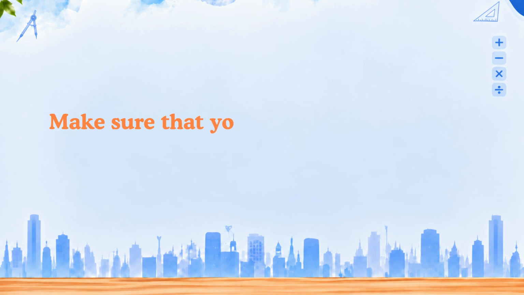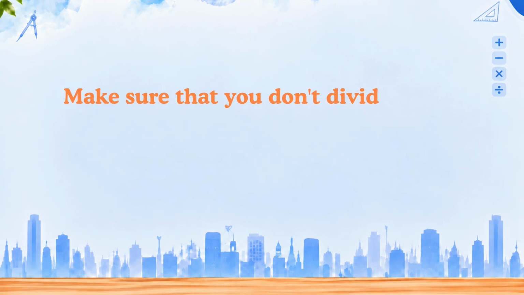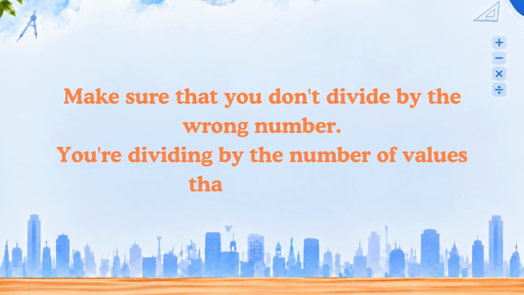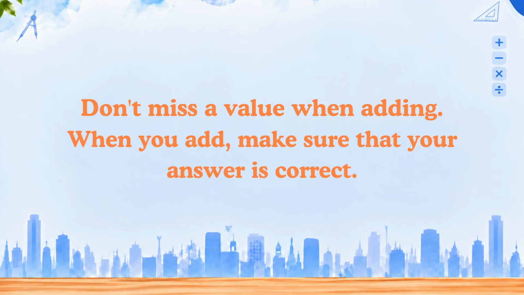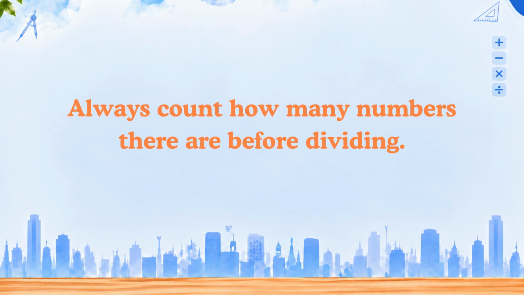Make sure that you don't forget to divide. Sometimes people forget at the end to divide. Make sure that you don't divide by the wrong number. You're dividing by the number of values that there are. Don't miss a value when adding. When you add, make sure that your answer is correct. Double check that. And always count how many numbers there are before dividing.